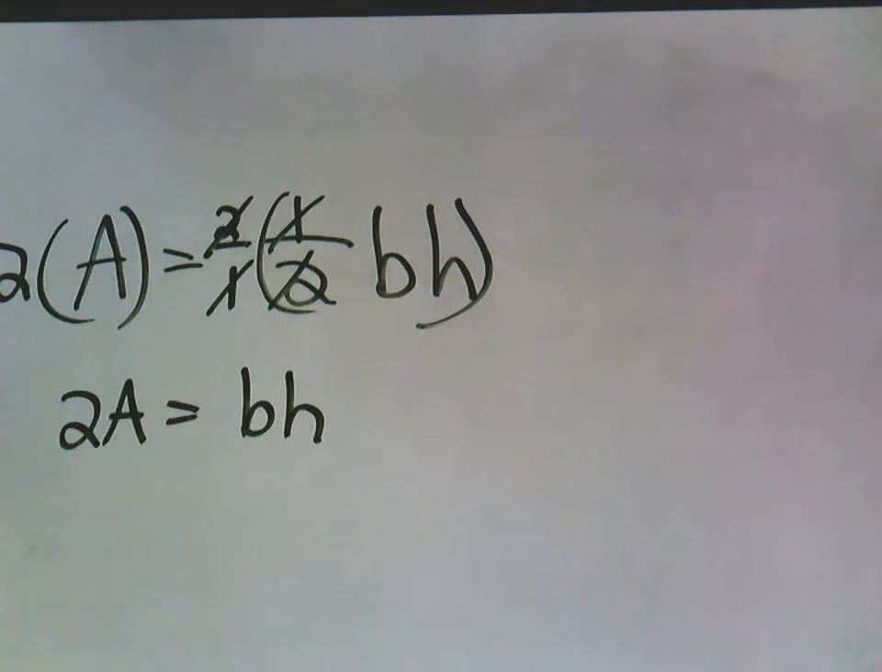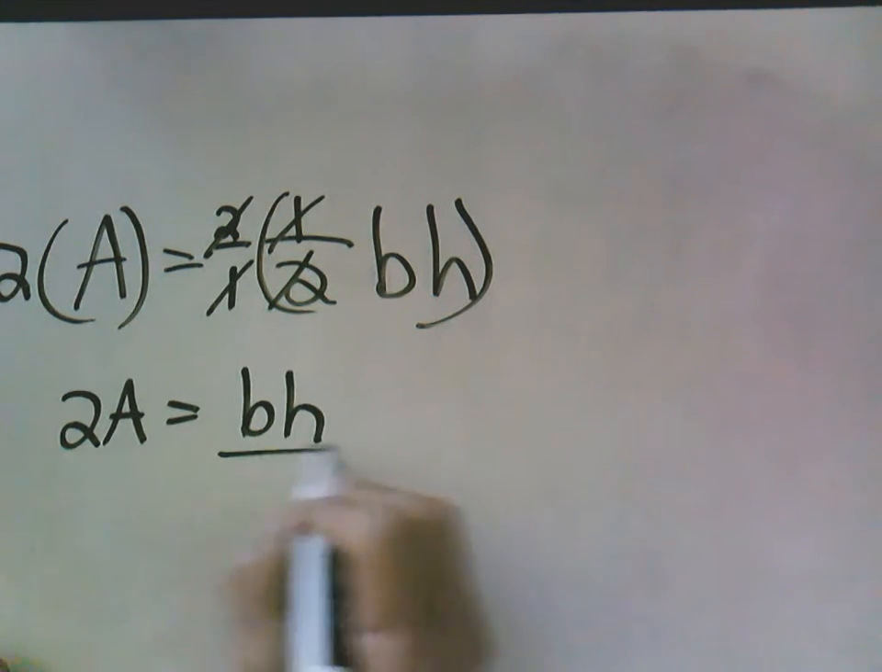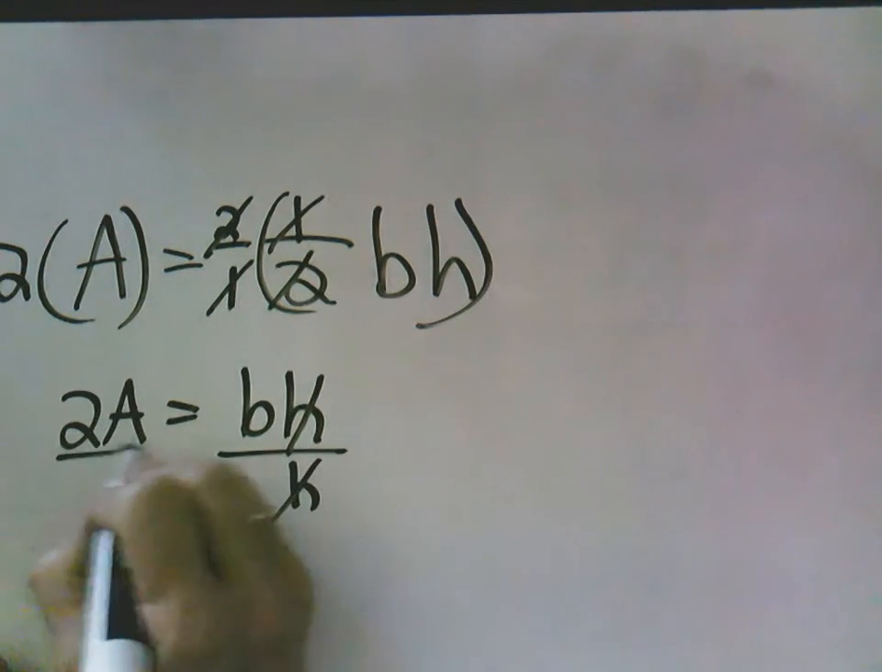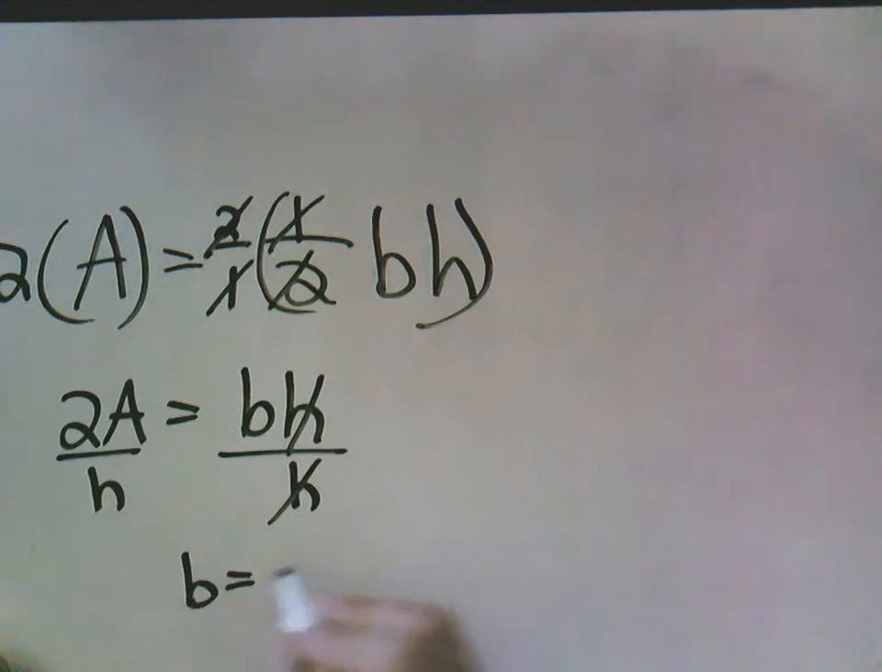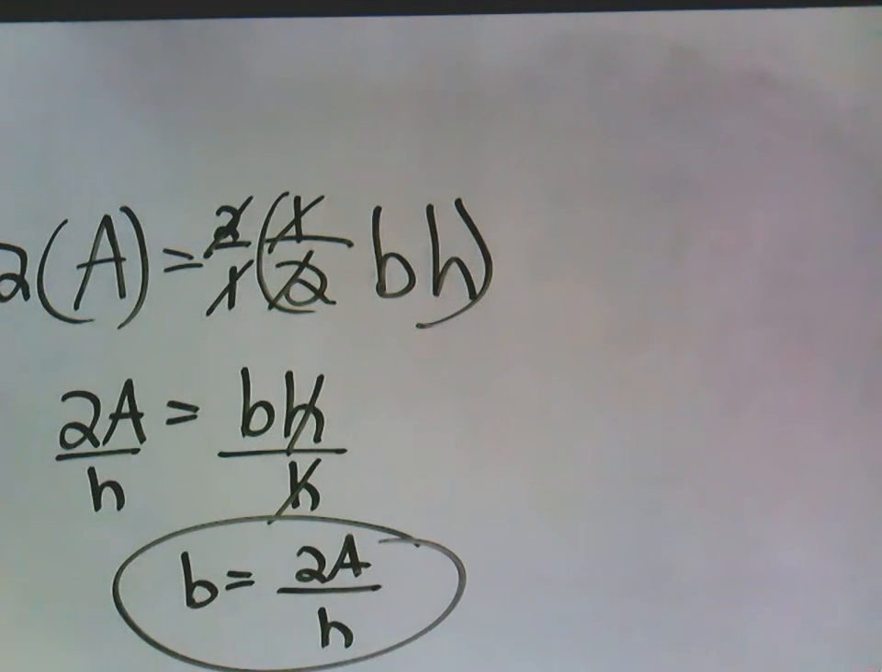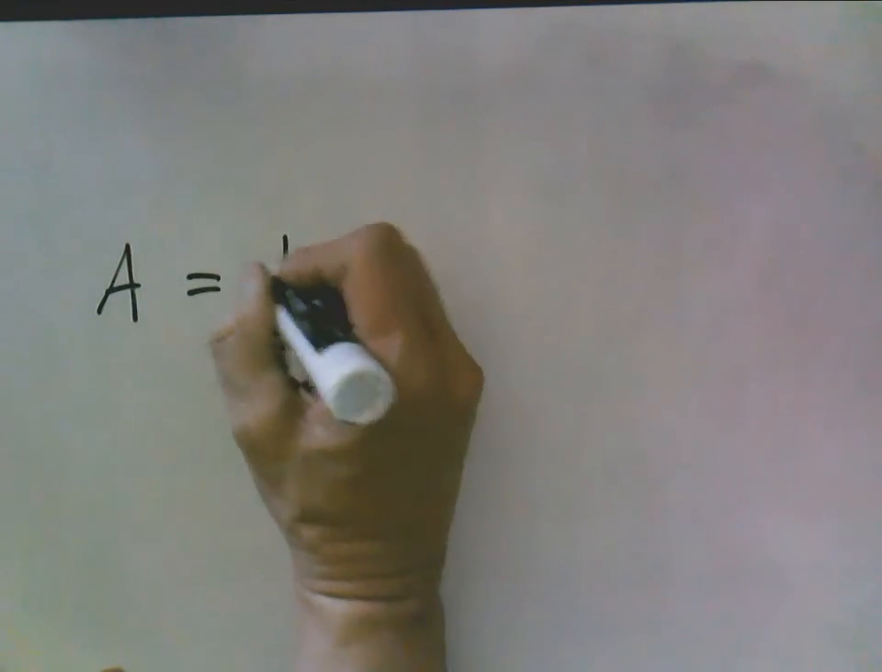Now I'm going to solve for B, which is going to be easy because now I just divide both sides by h, and I get 2A over h. Now trust me on this. If you try to do this without getting rid of the fraction first, you will get messed up.